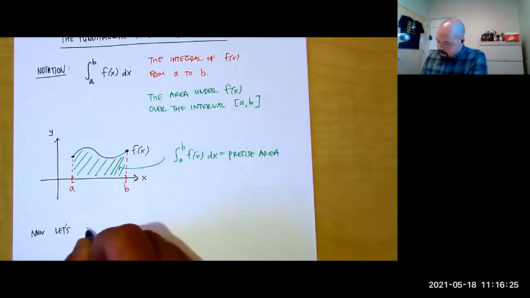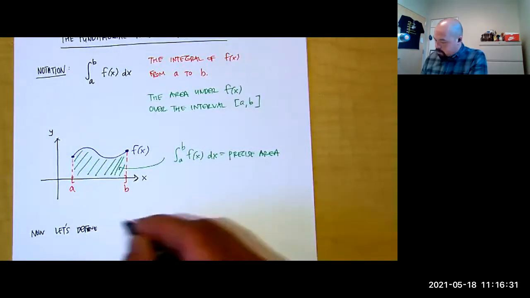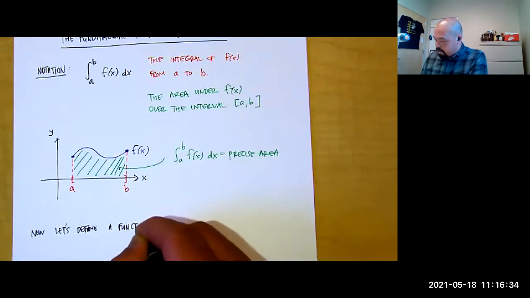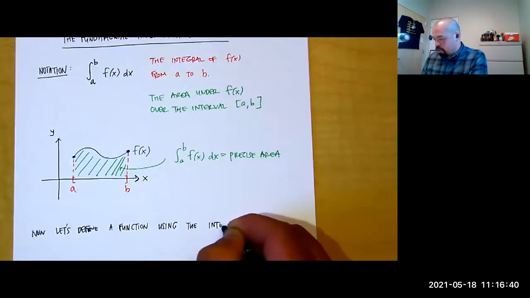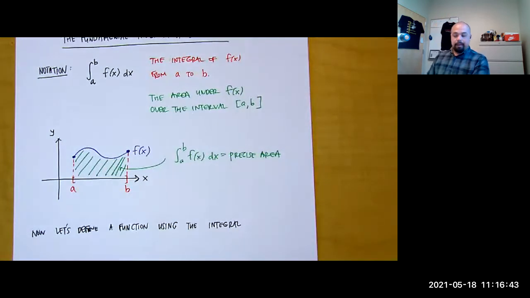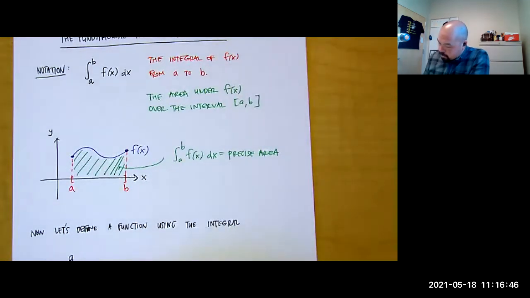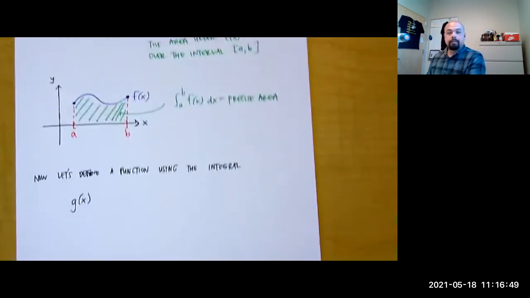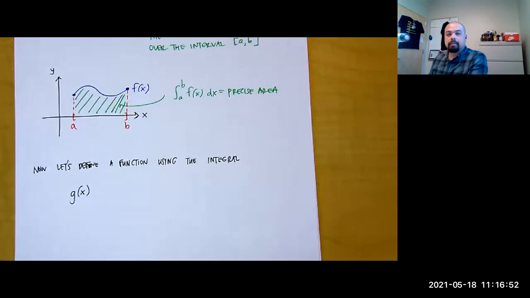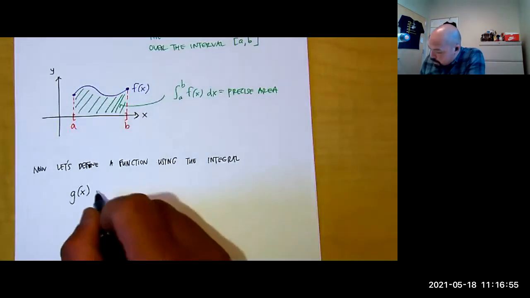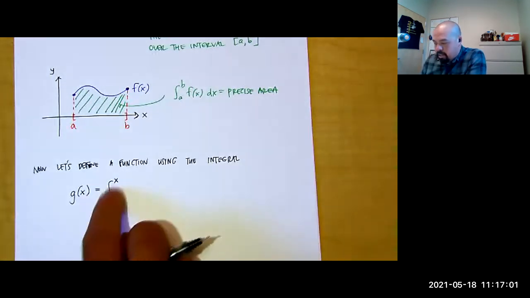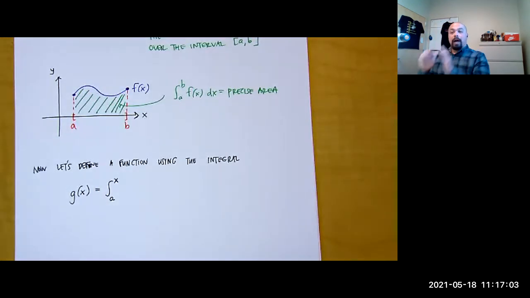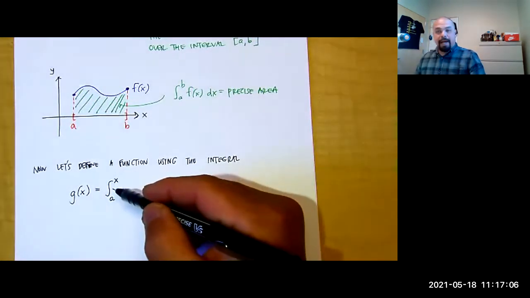let's create a function using an integral. In this case, we're going to create this new function, g of x. That's going to be equal to this integral from a to some value x. So there's my dependence, depending on how wide we want to make the interval from a to some value x.